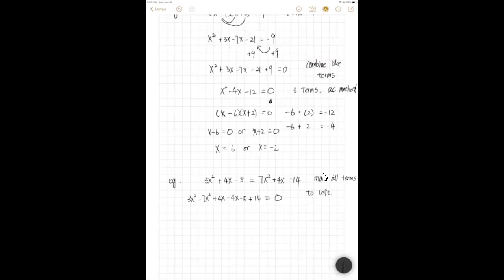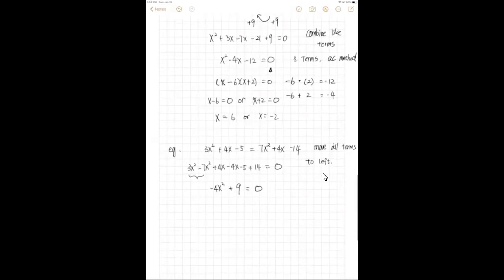So the next step is we want to combine the like terms. So this is equal to what? Negative 4x squared. 4x minus 4x is equal to 0. And then negative 5 plus 14 is equal to 9. So this is equal to 0. Well, I'm not used to a negative sign in front. What can we do? We can switch it, right? Because negative 4x squared plus 9, you can write it as 9 minus 4x squared. So now we have two terms.